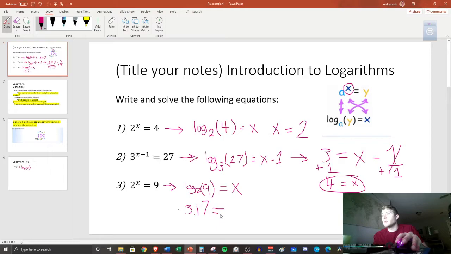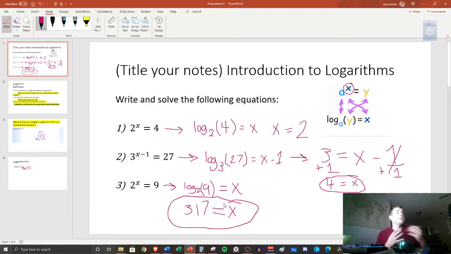3.17 equals x. We knew it was closer to 3 than 4, just because 2 to the third is 8. So we knew it couldn't be too much further than that as far as the numbers go. But here's our answer. And that's what we're going to be doing starting off on Delta Math, is you're going to be solving these exponential equations using these logarithms. So let's go ahead and look at Delta Math.